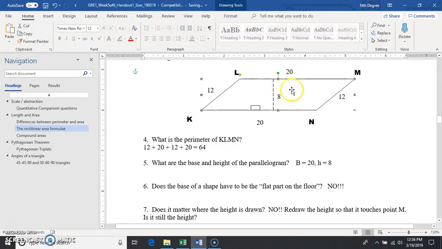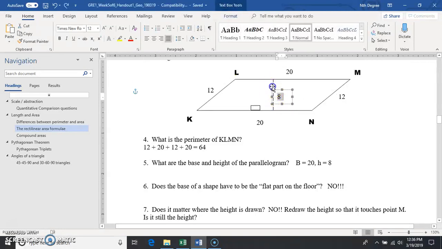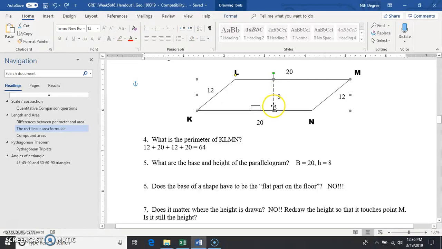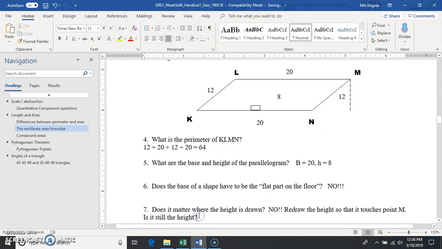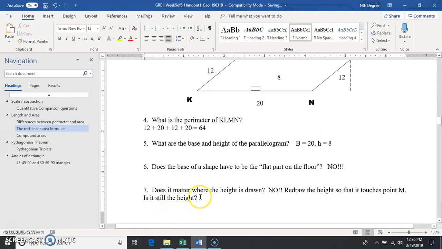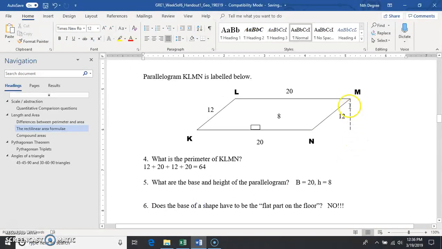But you could take this height and you can slide it even all the way over here. Redraw the height so that it touches point M, which is what I did here. Very important question now. Is it still the height? What do you think? Does this still represent the height of the parallelogram, even though it's outside the parallelogram now?